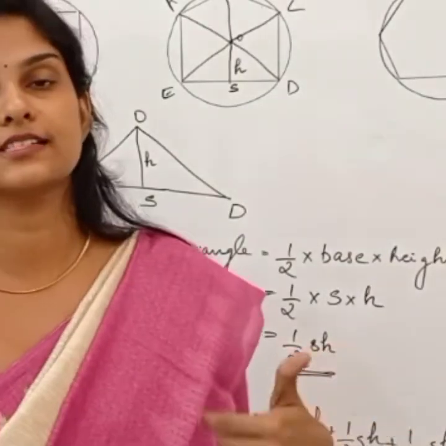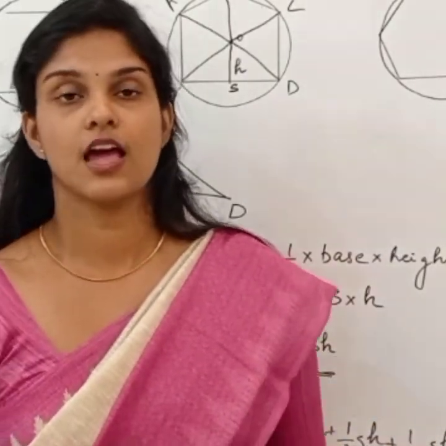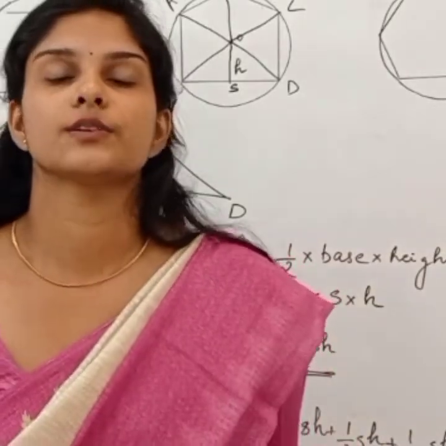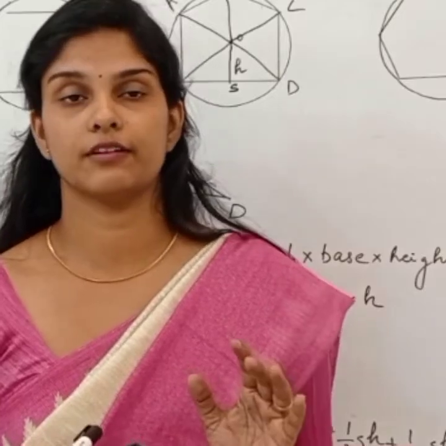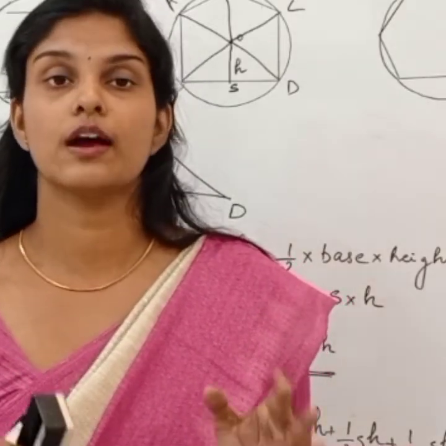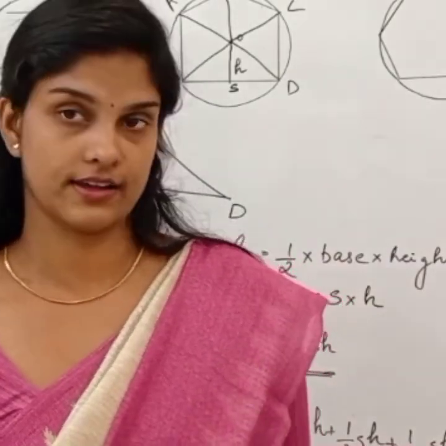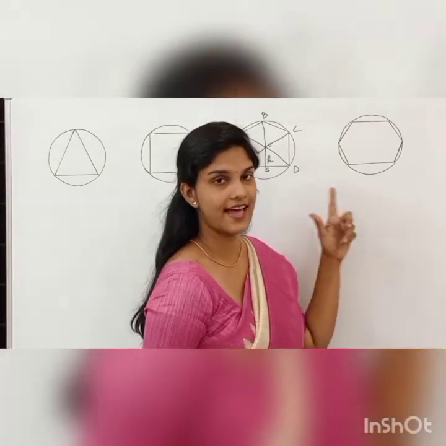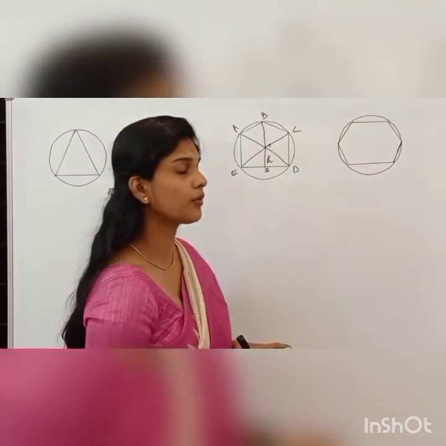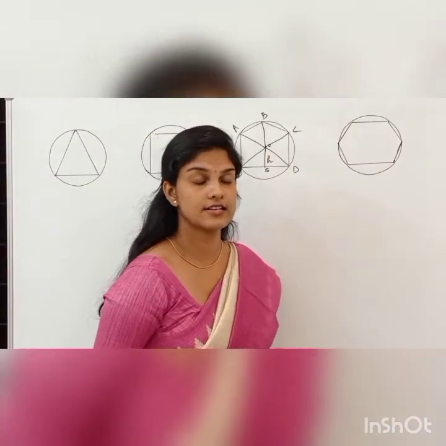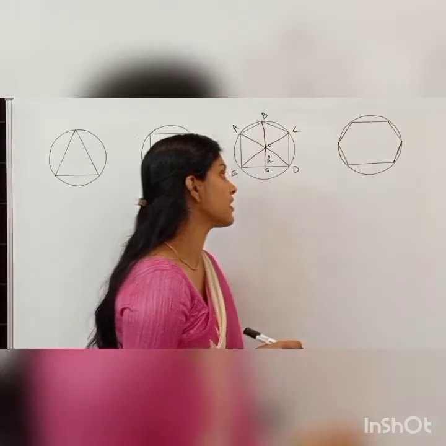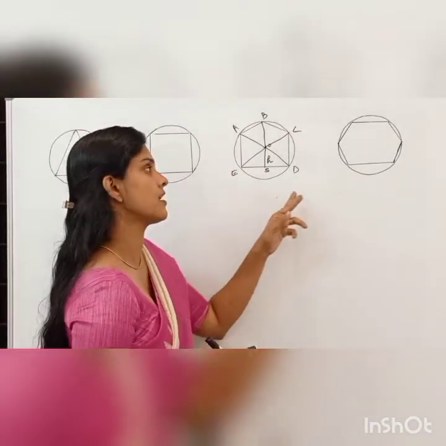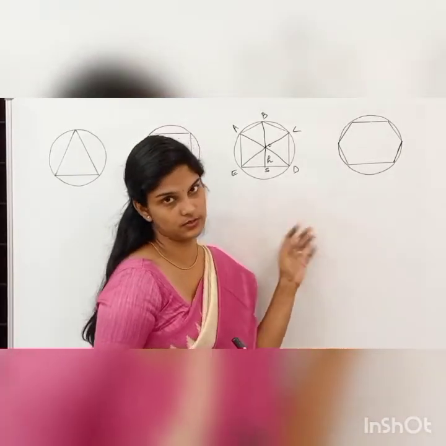We know that as the number of sides of the polygon increases, it becomes closer and closer to the circle. So what is the area of the circle? The area of the circle will be given by half into perimeter into height, where height can be taken as the radius. Let us consider this hexagon. How many sides does it have? It has 6 sides. Now, similarly to what we did in the pentagon, we shall do it in the hexagon also.